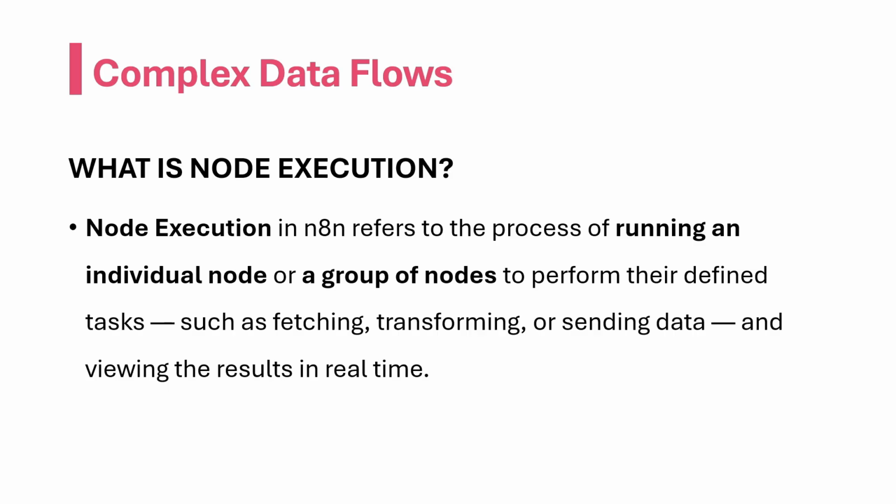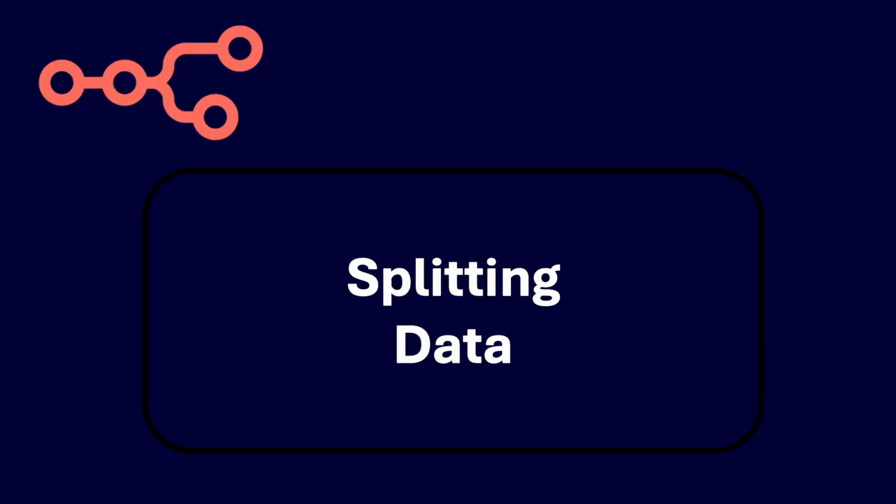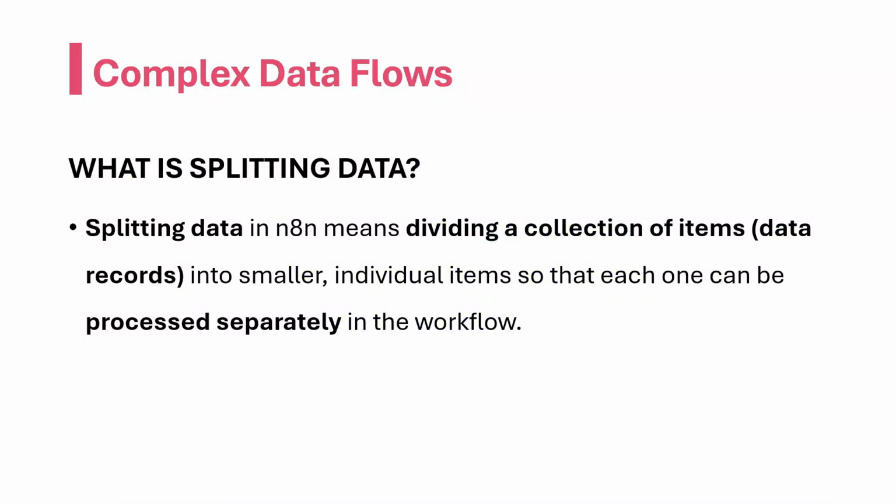Also, sometimes we receive data in bulk, like 10 customers. Maybe you want to process each record separately, like sending each one an email or checking their account balance individually. So that's where splitting data comes in. It allows us to break the big batch into small items, so we can loop through each item and perform the same action for all.